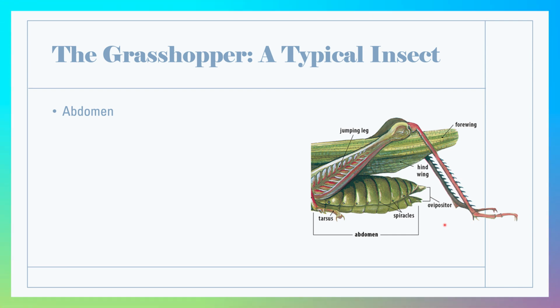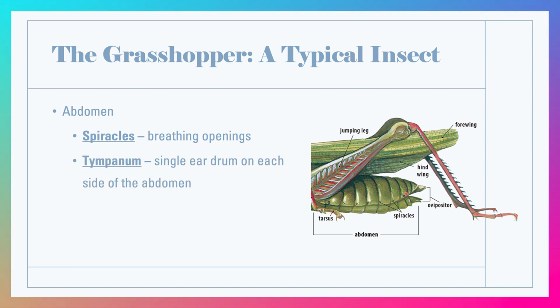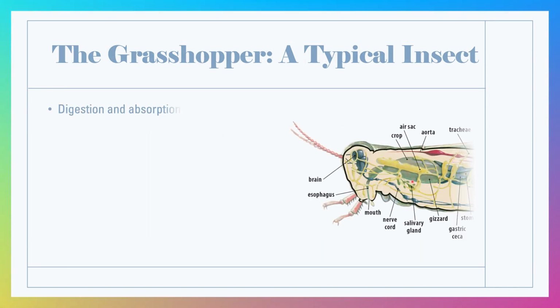And then the last of the 3 sections of an insect is the abdomen. In the abdomen are spiracles, which are these areas right here. They are openings to allow intake of air. The tympanum, which is a single eardrum on each side of the abdomen, is not shown on this diagram.